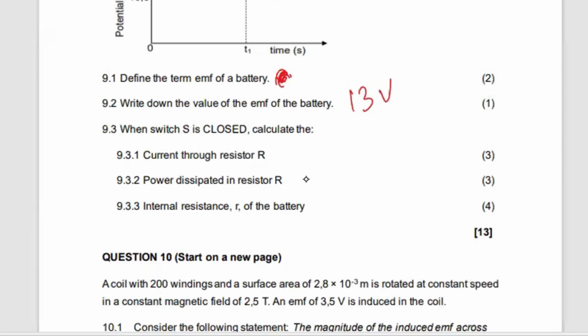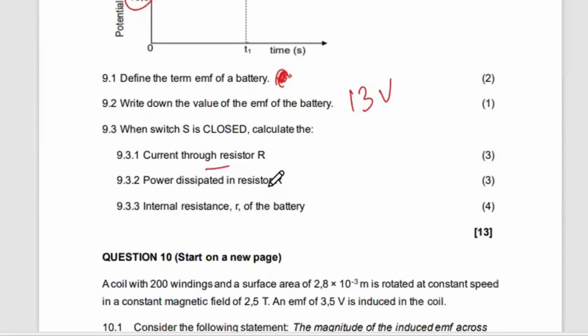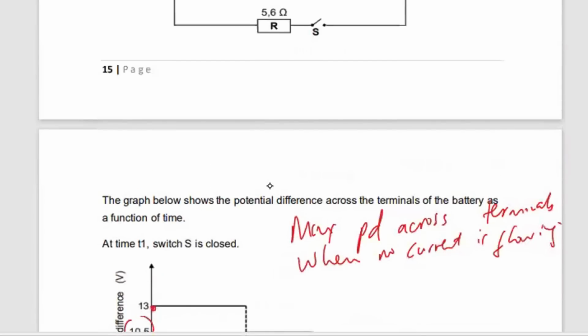When S is closed, they want us to get the current that is passing through the resistor. Now, after closing the switch, the 10,5 becomes the external voltage, because there is a loss as a result of the internal resistance. There's just one single resistor, which is 5,6, so it's already in series. So V is equal to IR. The 10,5 is equal to 5,6 I.